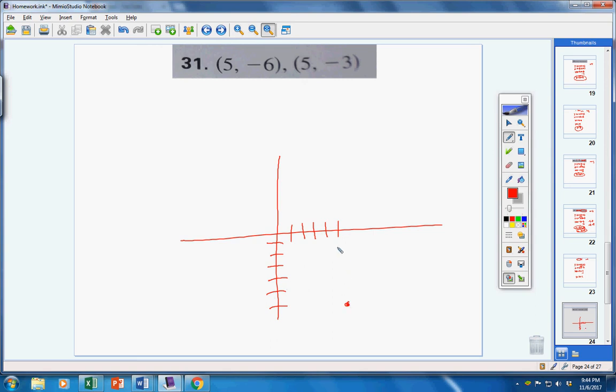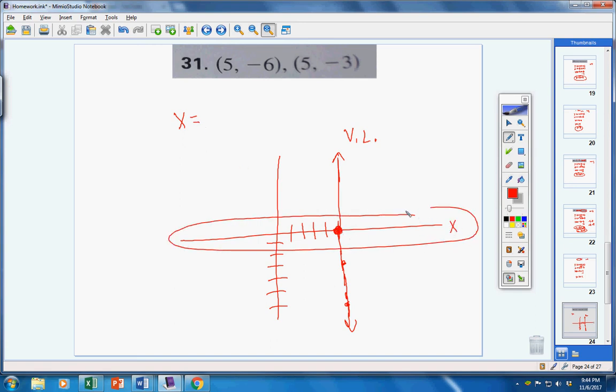The other point is (5, -3). So there's my vertical line right there, passing through 5 on the x-axis. So there's your answer, guys, right in front of you. Remember, when you have a vertical line, it's going to be an x equation, and it's going to equal where the line passes through the x-axis. Okay? So it's going to be x equals 5. And that's it. Vertical line, x equals 5.